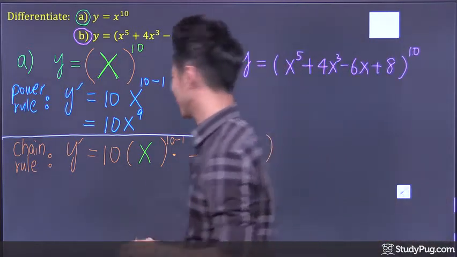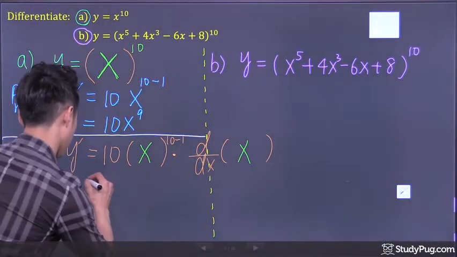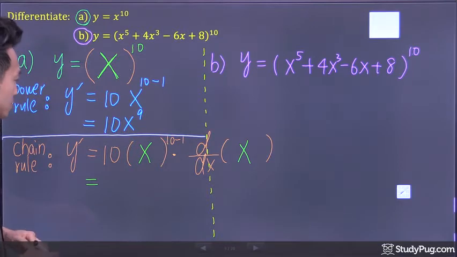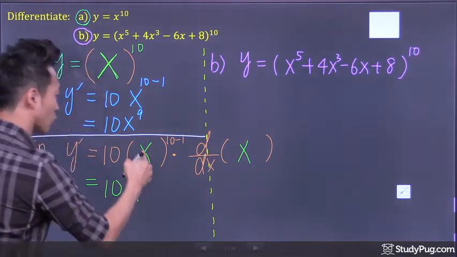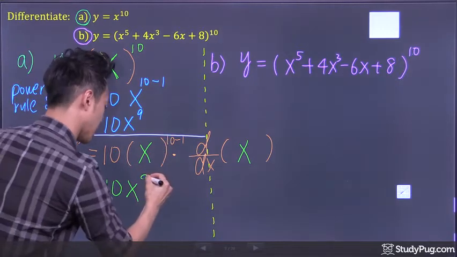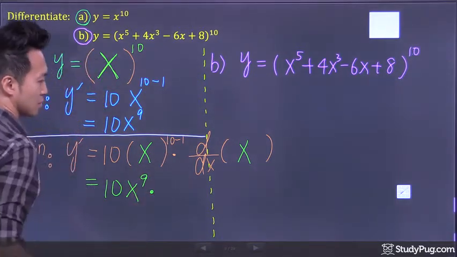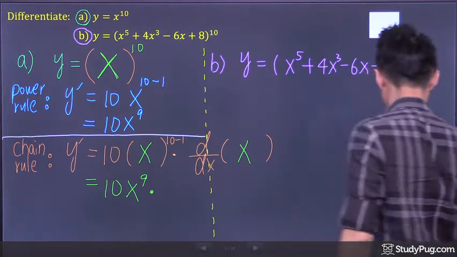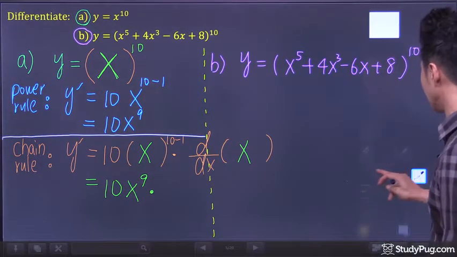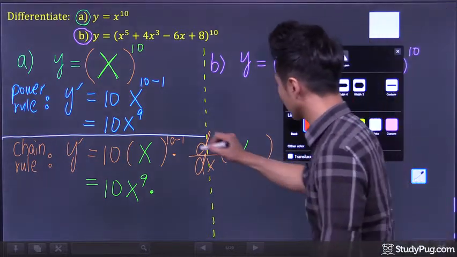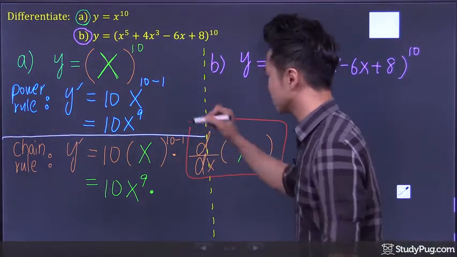Cool. Now, check this out. So let's clean things up. So here we have 10x to the power of 10 minus 1, that's 9. Times, well, guys, now, what is this guy here? What is this guy here?